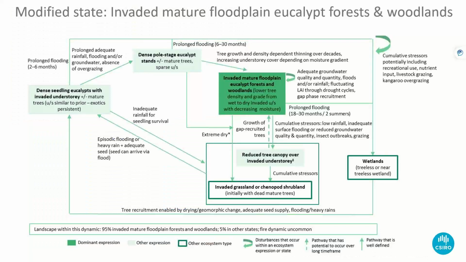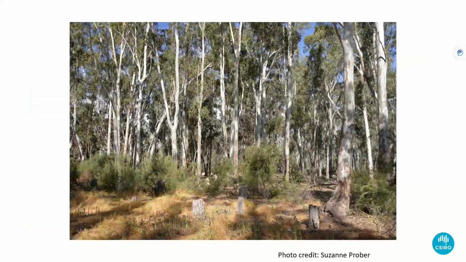In the second modified state, the dominant expression is that mature floodplain eucalypt forest and woodland, but it has an invaded understory. So that's the key difference between the reference and this state. And it might look like that.